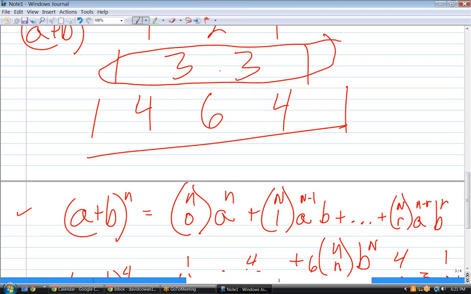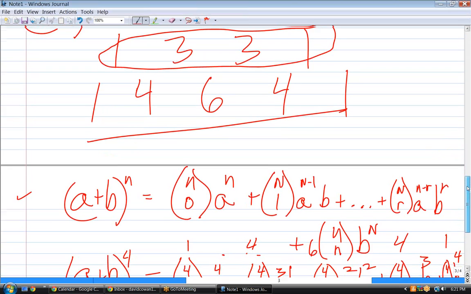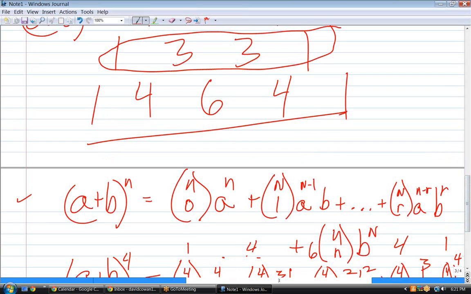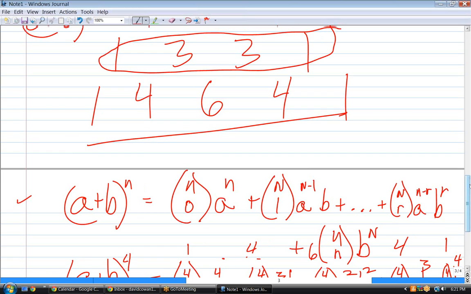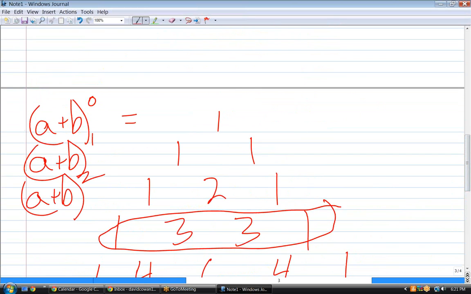So each row of Pascal's triangle is, well, the first row is n choose 0. Aha, it's the exponent. So the first row is, why am I having a hard time making this leap? Maybe you're not. Maybe you're seeing it, and it's just me that I can't see it.